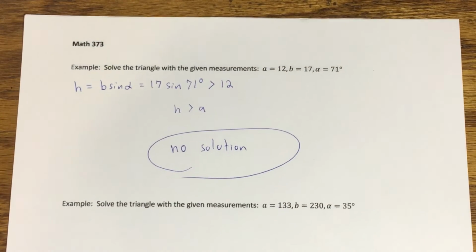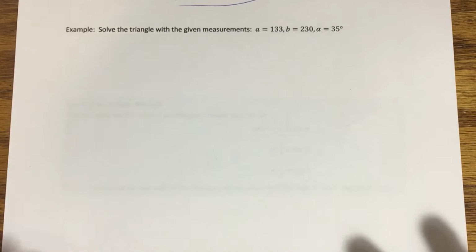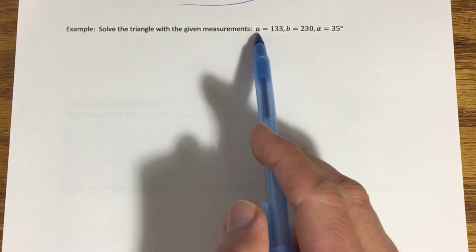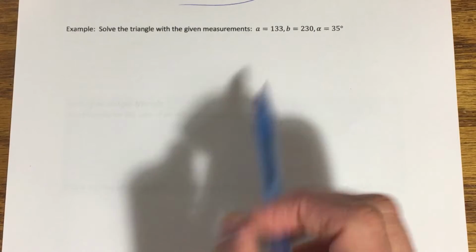Okay, so let's go ahead and move up to the next example. What we want to do here is solve another oblique triangle using the law of sines, and this is another one of those side-side-angle or SSA cases. So the first thing we're going to want to do, just like in the previous example, is determine the altitude of the triangle that has these measurements.